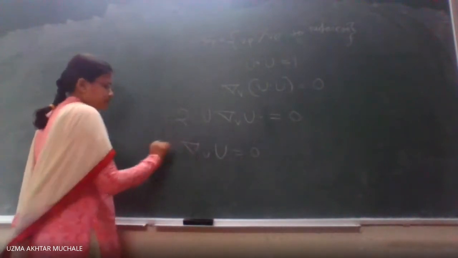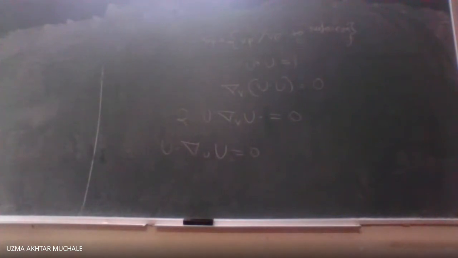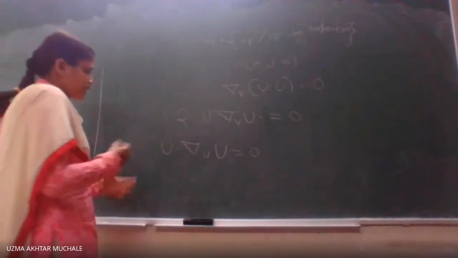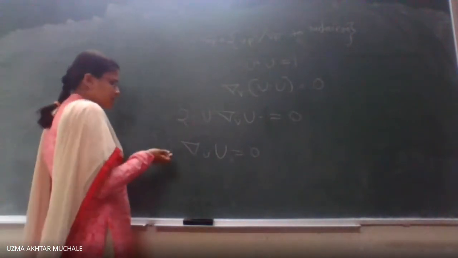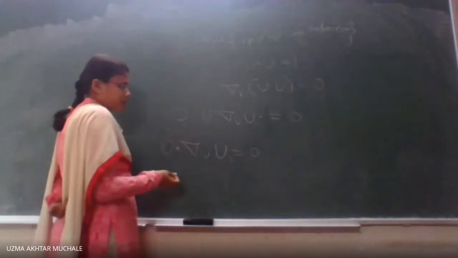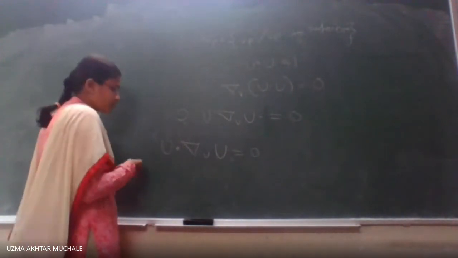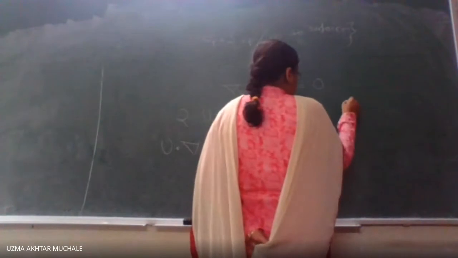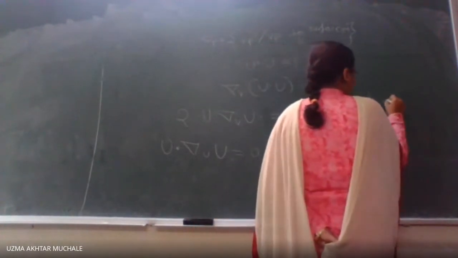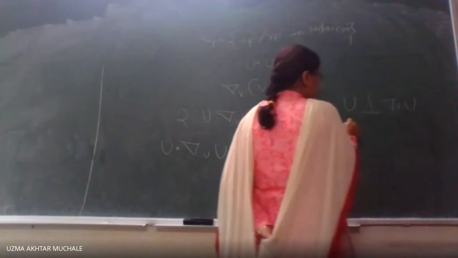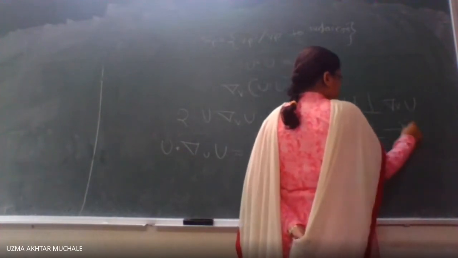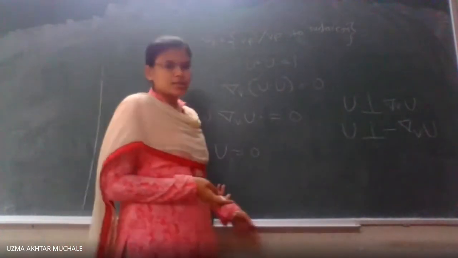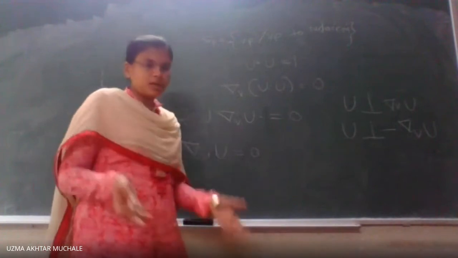So either of them should be equal to 0. But u is non-zero, so the other term must be 0. So the dot product of these two vectors is equal to 0. What is the meaning of a dot product equal to 0? That means they are perpendicular to each other. Hence u bar is perpendicular to del v u bar, and so it is also perpendicular to minus del v u bar, since perpendicular is the same in the positive or negative direction.